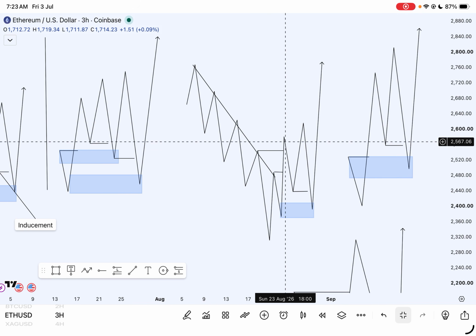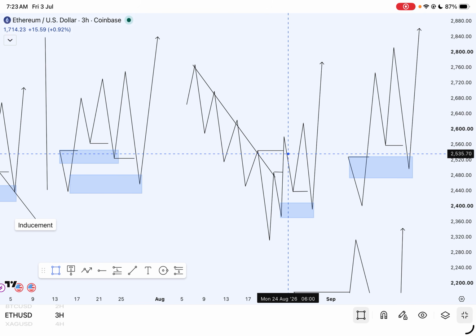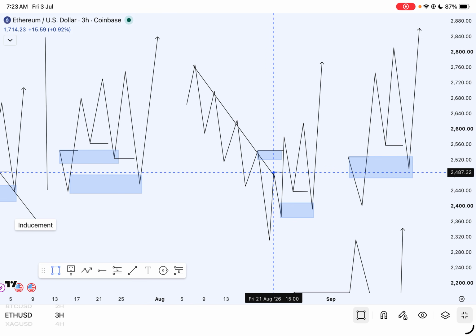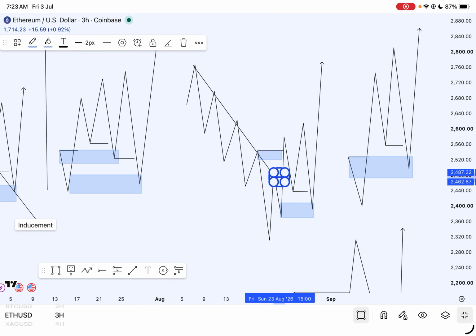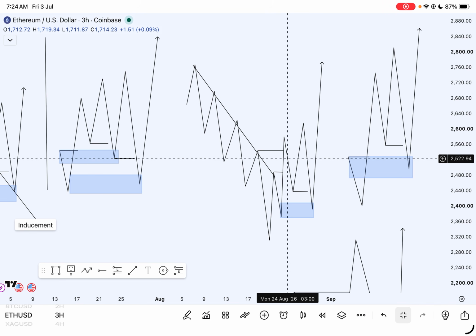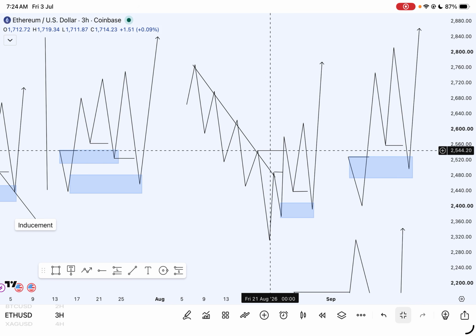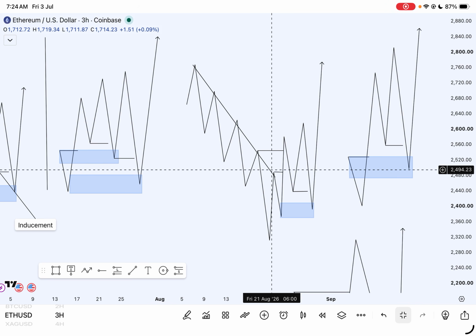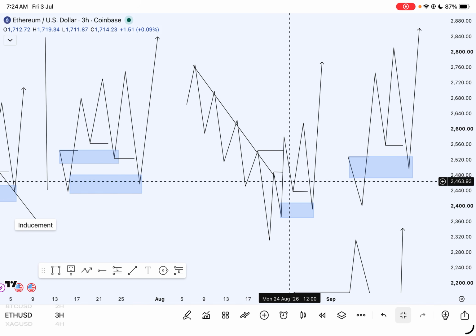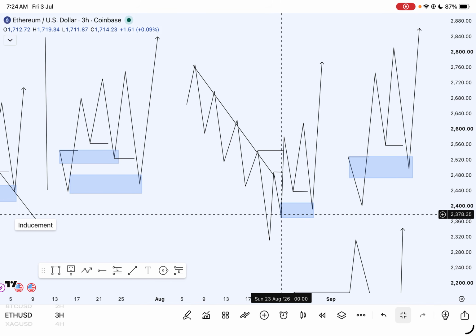Now notice how the inducement mitigated the two breakers, because you know that there will be a breaker here, and there's also another breaker right here. So notice how when price was pulling back down, price mitigated both breakers. And once price has mitigated both breakers, those breakers are no longer valid for use. Then you see that when price pulled back down, it created the inducement without mitigating this other block. So this other block is still valid for use.